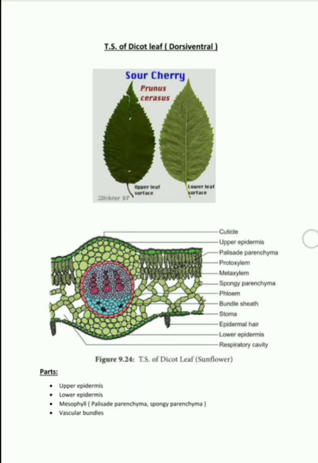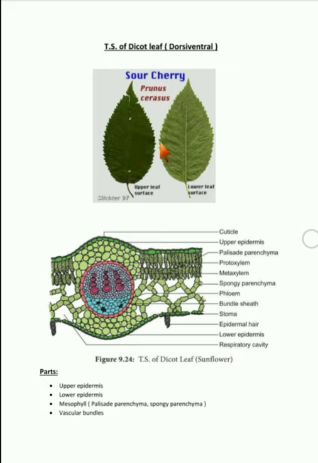Good morning, students. Today we will see a comparative study about T.S of Dicot leaf and monocot leaf. First we will see about the T.S of Dicot leaf. Dicot leaf is also called as dorsiventral leaf. Before we move further, we will see what dorsiventral means.